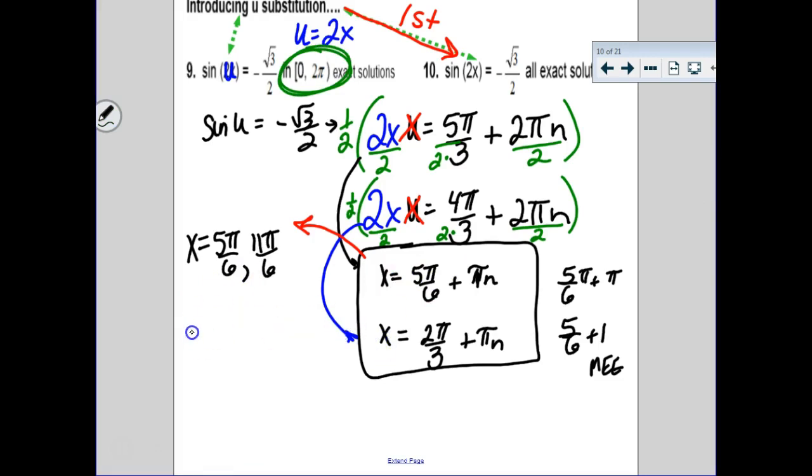How about this next one? If I plug in 0 to here, I get 2 pi over 3.